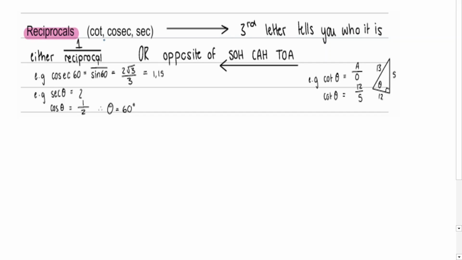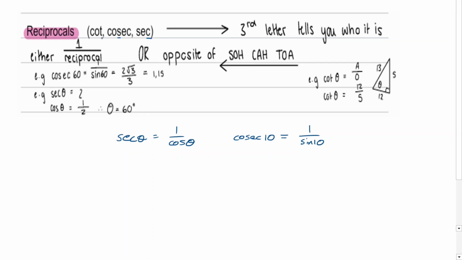And so you've got cot, cosec, and sec. And if you want to know whose brother each of them are, you just look at the third letter. So if I look at the third letter, that's C, so it stands for cos. And so sec theta is just 1 over cos. If I look at the third letter of cosec, it's S, so that goes with sine. So cosec 10, for example, would be 1 over sine 10.